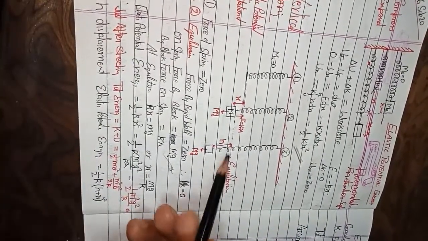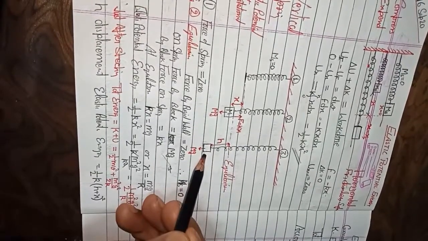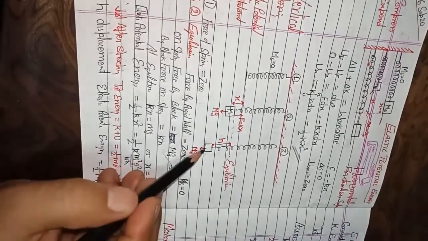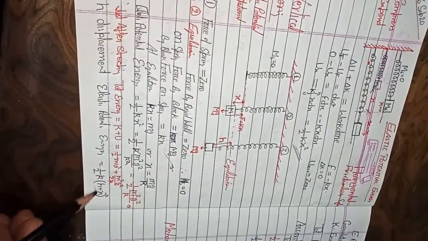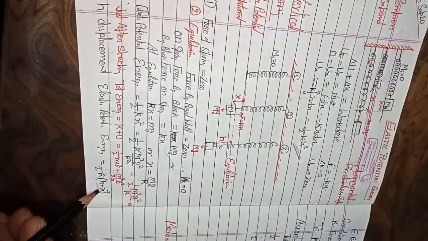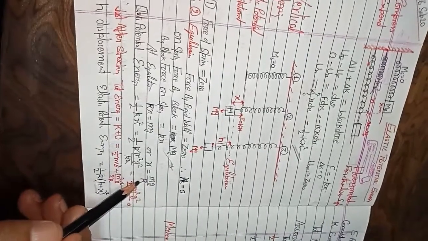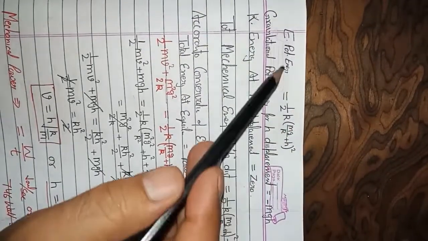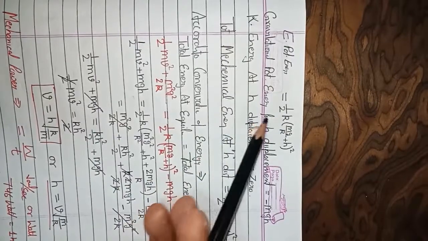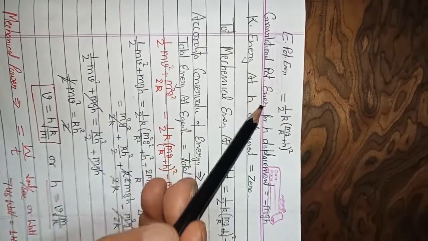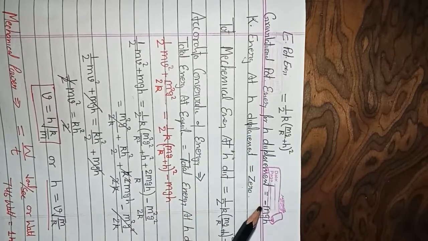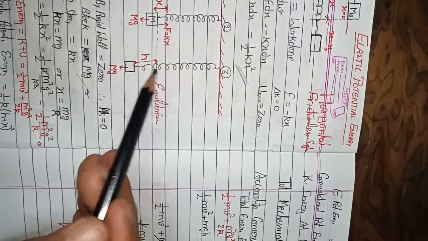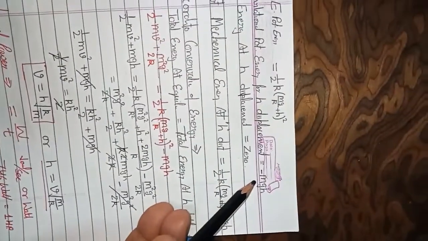But for H displacement, at this position it has elastic potential energy half k into x square. What is x for this position? It is x plus h whole square, and you know x is equal to mg upon k. So this is mg upon k plus h whole square. This is the elastic potential energy. But at the same time, on stretching, there is a change in gravitational potential energy for displacement h, that is minus m into g into h. Why is it minus? Because the body is moving downward, in the direction of acceleration due to gravity, so this is a decrease.